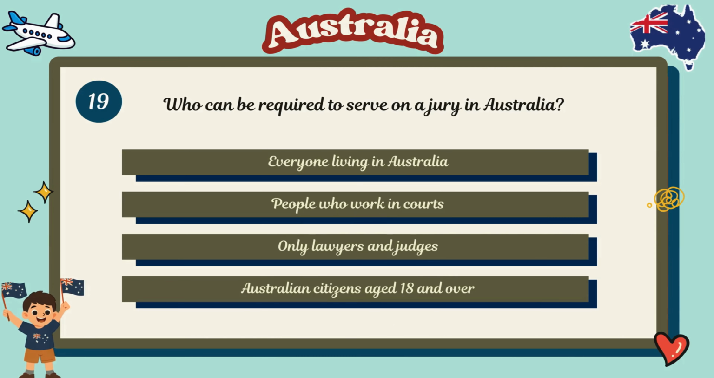Question 19. Who can be required to serve on a jury in Australia? A. Everyone living in Australia. B. People who work in courts. C. Only lawyers and judges. D. Australian citizens aged 18 and over.